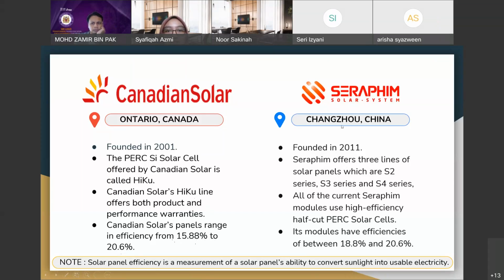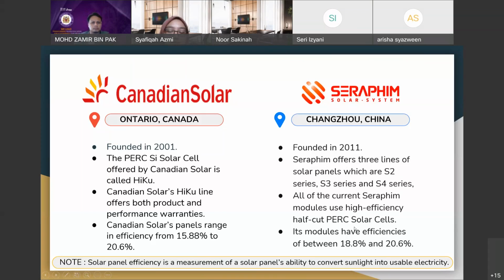Next, Seraphim is a young solar panel manufacturer founded in 2011 in Changzhou, China. Seraphim currently offers 3 lines of solar panels: the S2 series, which is ideal for home solar installations, while the S3 series and S4 series are meant for larger commercial and industrial installations. All of the current Seraphim modules use high-efficiency half-cut PERC solar cells.